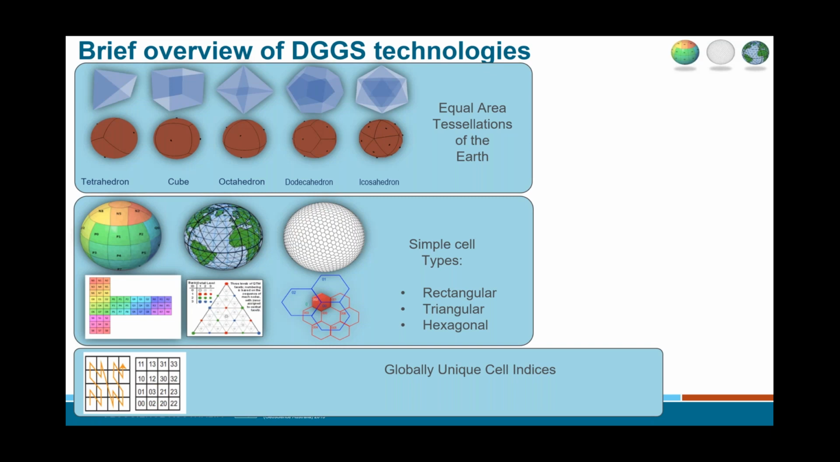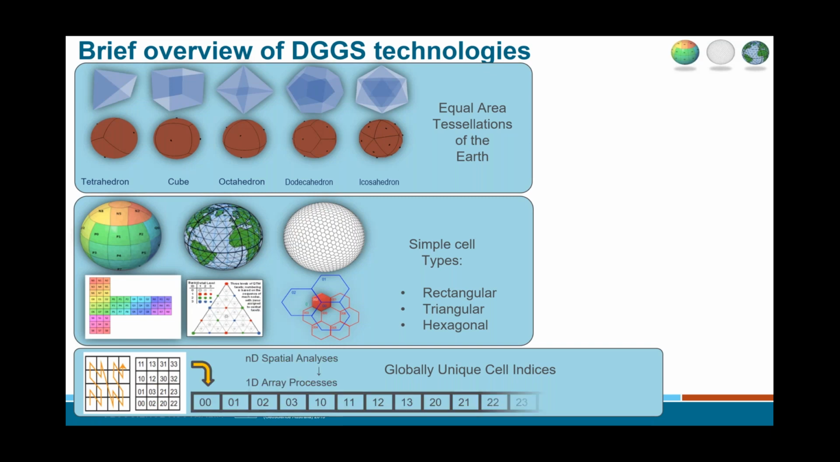What this allows you to do is move complex multi-dimensional spatial analyses into a set of one-dimensional array processes, and that is very powerful in terms of increasing computational speed, and increasing the ability to store data that's locally nearby each other, and actually physically store information on disk in that same way.